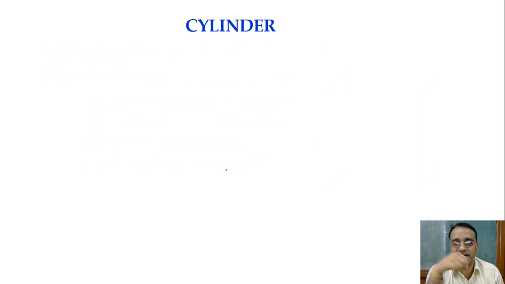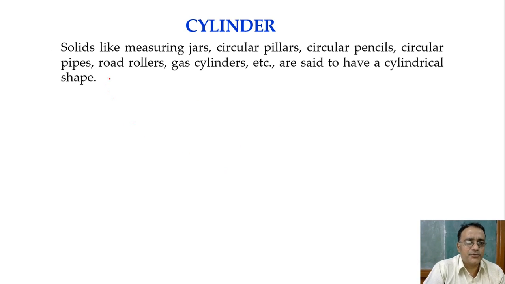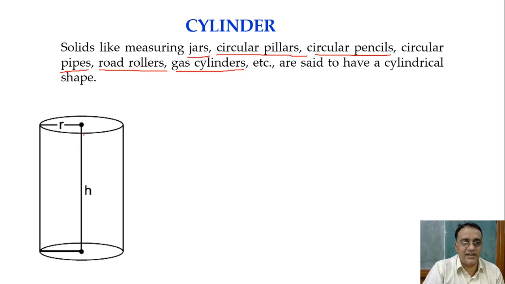Next figure is cylinder. Solids like measuring jars, circular pillars, circular pencils, circular pipes, road rollers, gas cylinders, etc. are said to have a cylindrical shape. Now see the cylindrical shape. Here two parameters are there: one is radius and another is height. Now let us have a look at all the formulas related with this cylinder.